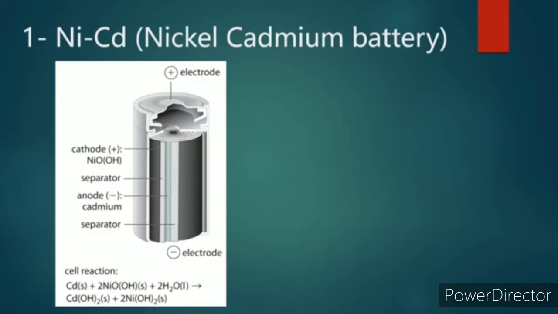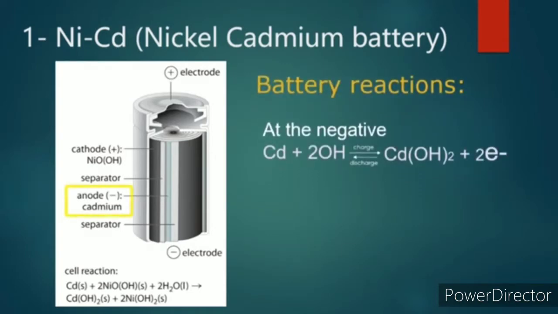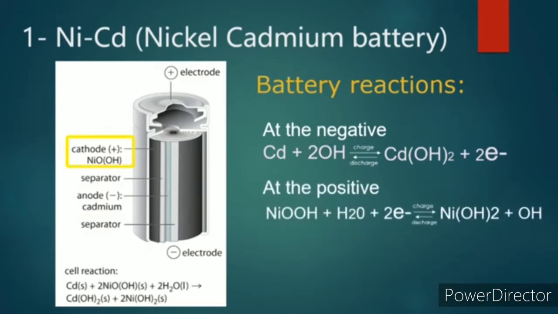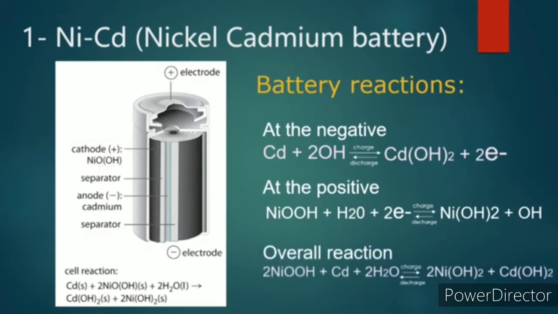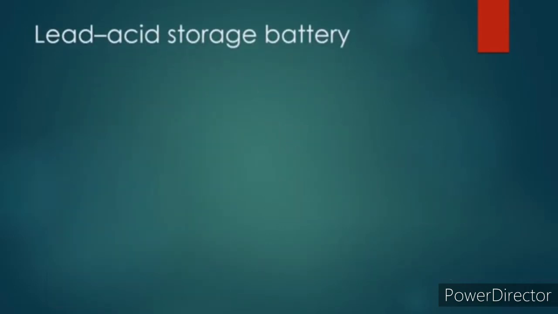Due to their low internal resistance and very good current conducting properties, nickel-cadmium cells can supply extremely high currents and can be recharged rapidly. At the anode, cadmium loses 2 electrons and combines with hydroxide ions to form cadmium hydroxide plus 2 electrons. At the cathode, hydrated nickel oxide is reduced and reacts with water to form nickel hydroxide and hydroxide ions. We are moving into our second example, which is the lead storage battery.